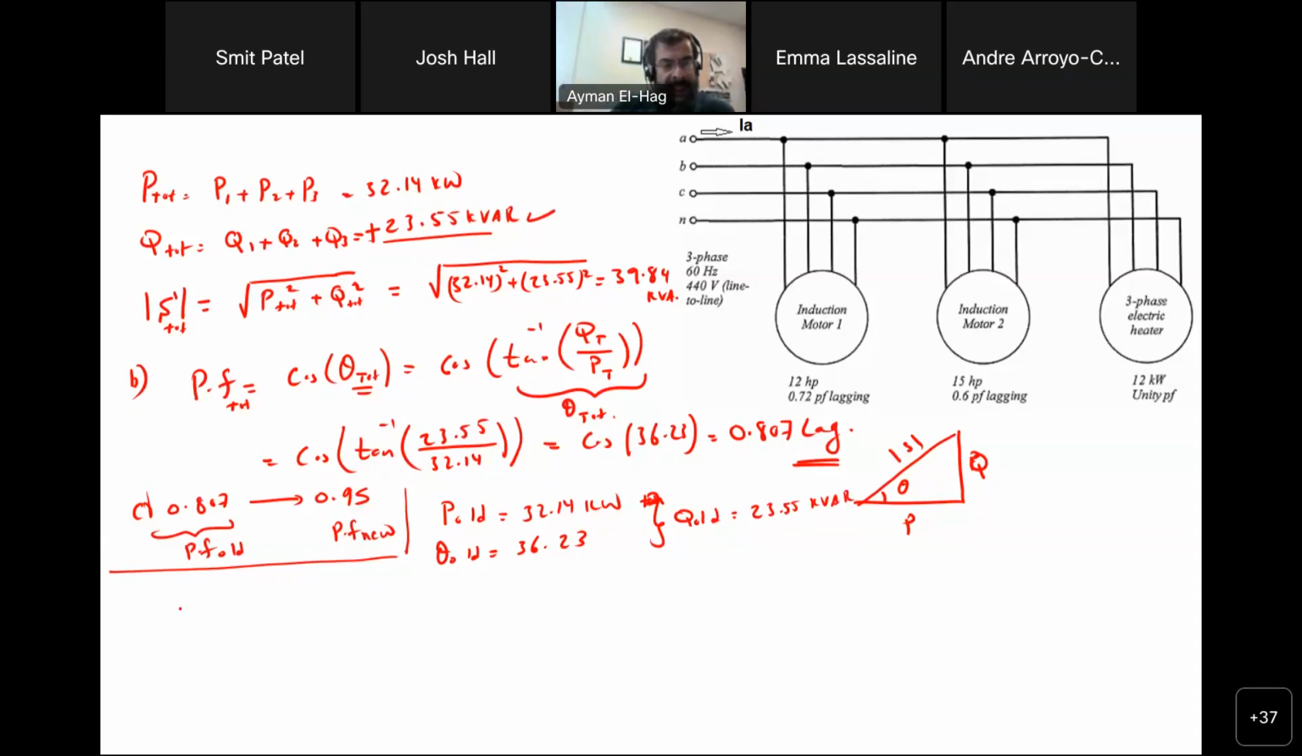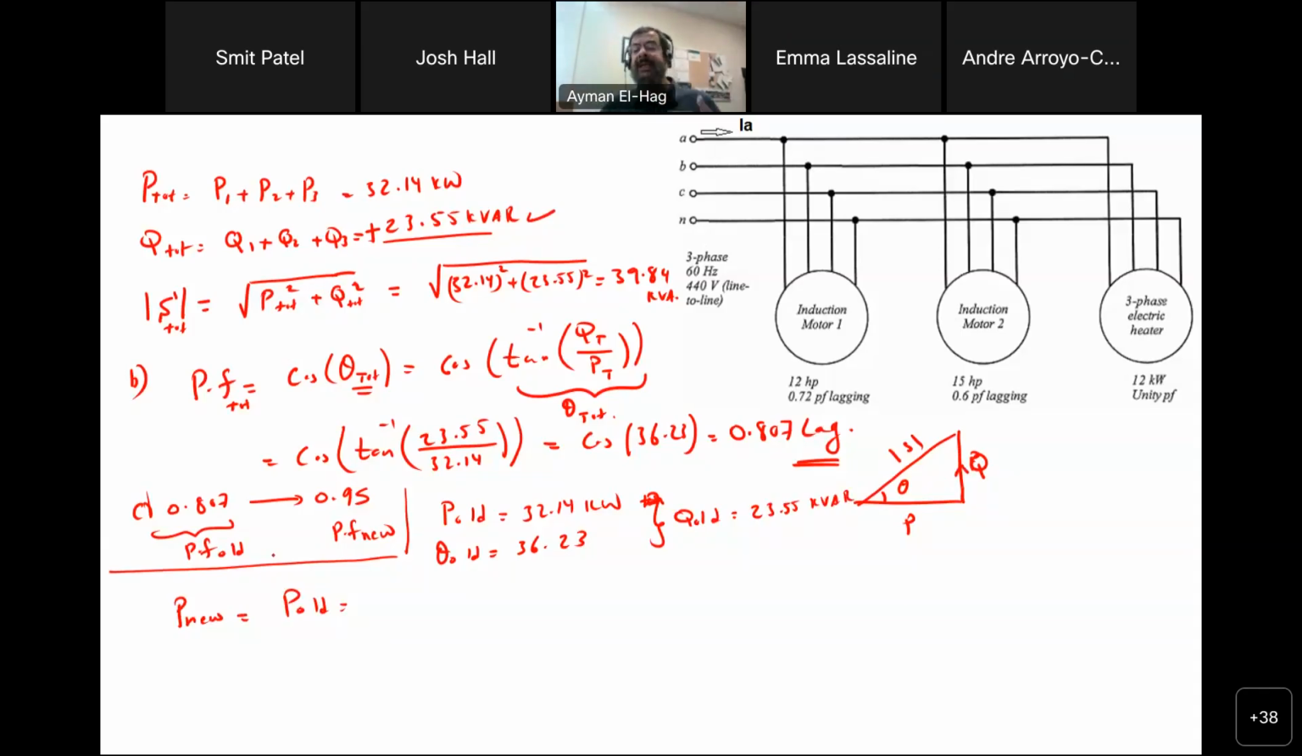Now, let's see P new. P new is equal to P old, and this is one fundamental understanding of adding the capacitor bank. The capacitor bank will only change the Q, will reduce the Q. But adding the capacitor will have no influence whatsoever on P.